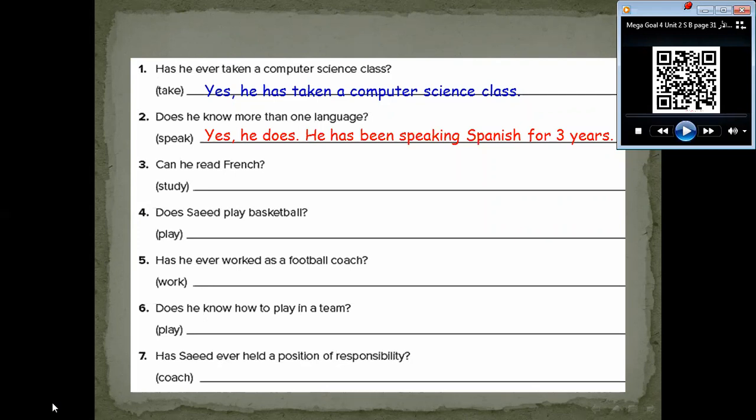اتفضل يا بدر. أيوة أستاذ. اتفضل يا بدر معاك. I want you to answer number 3. Can he read French? Yes, he can. He has been studying French for 2 years. ممتاز، برافو عليك يا بدر. Excellent. هنقول yes he can. He has been studying French for 2 years. Excellent. ممتاز يا بدر، برافو عليك.